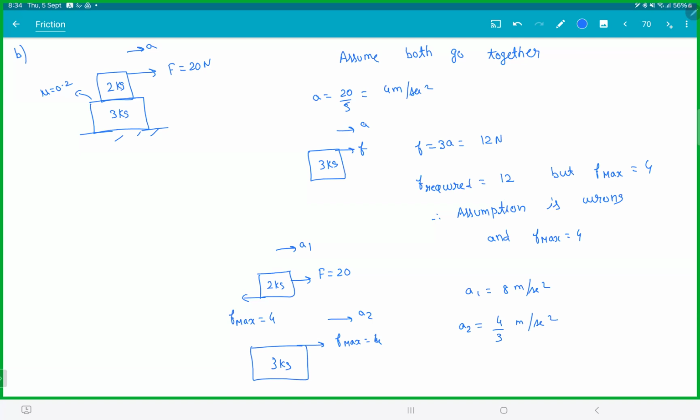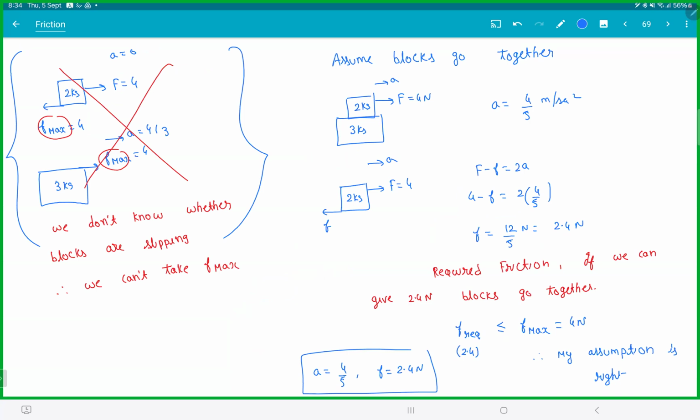Is this making sense, everyone? This is how you proceed with 2 block problems. You can also start with an assumption they're slipping from starting, but I feel this is more comfortable. At least I liked it. There is no confusion, slip is happening or not happening, you don't know, right? So let's start with an assumption and just prove it.